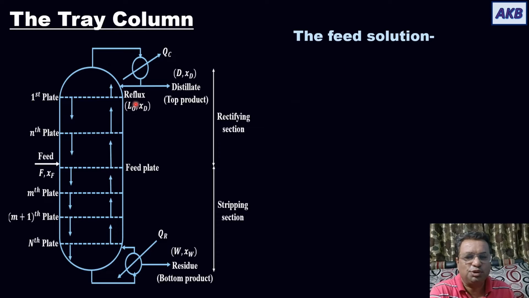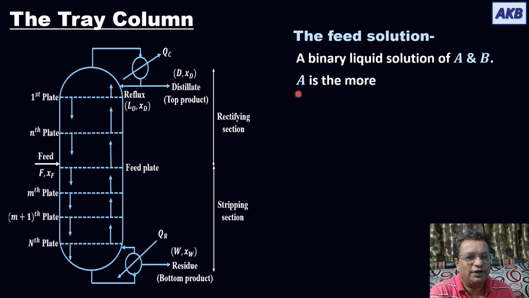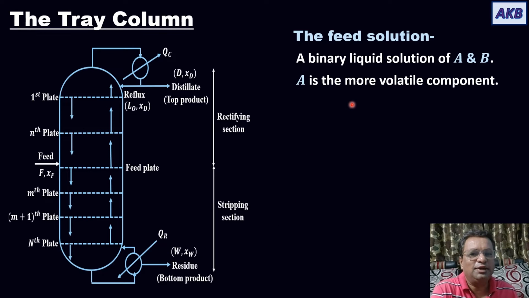You have the feed solution that is entering on the feed plate. It is actually a binary liquid solution of two components, A and B. Out of A and B, A is the more volatile component. The meaning of A being the more volatile component is A has a lower boiling point as compared to that of B, and at the same time A has more vapor pressure than that of B.